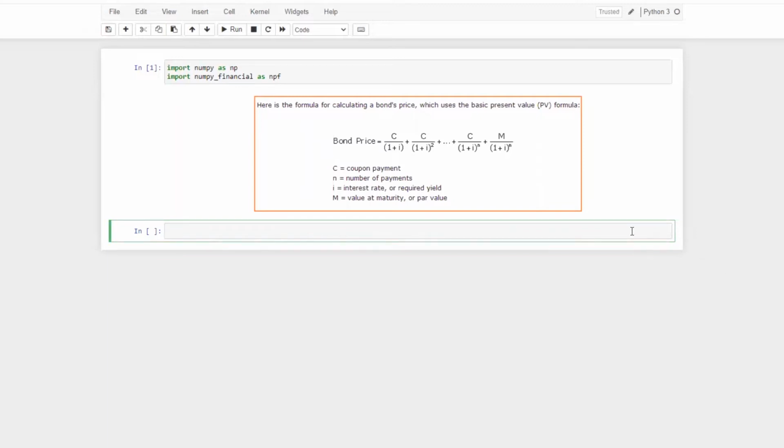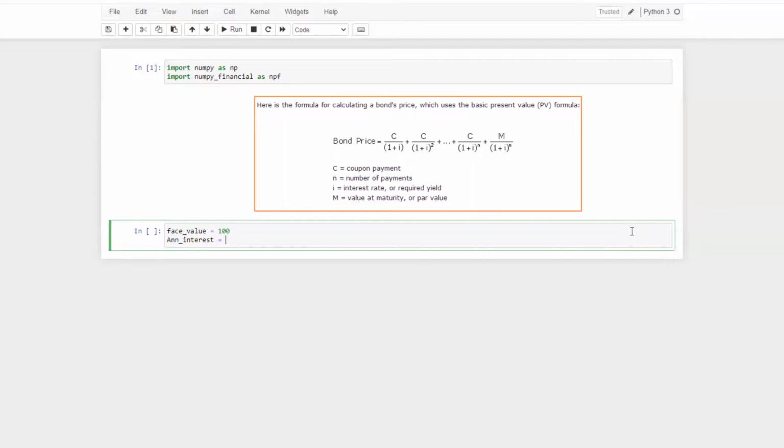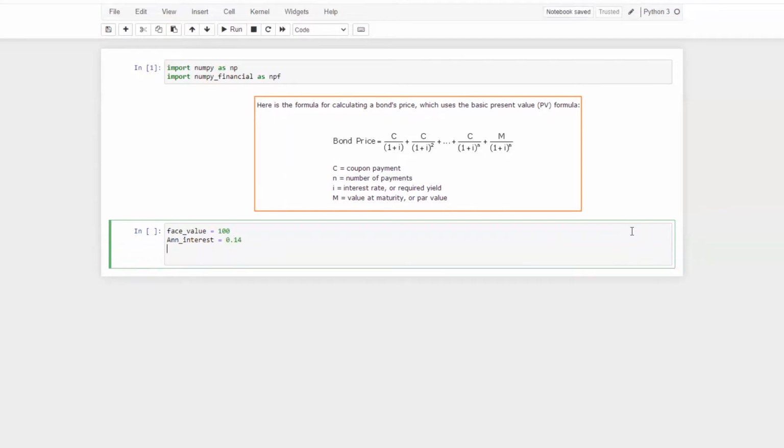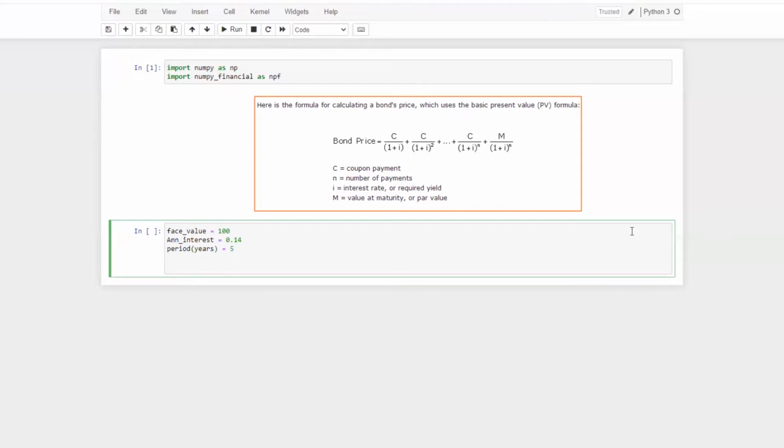Alrighty, so now we are going to calculate the price. For that, we need face value. Assume face value is 100. We need annual interest, which is equal to, let's say, 14%. We have a period in years. It's going to be, let's say, 5 years.